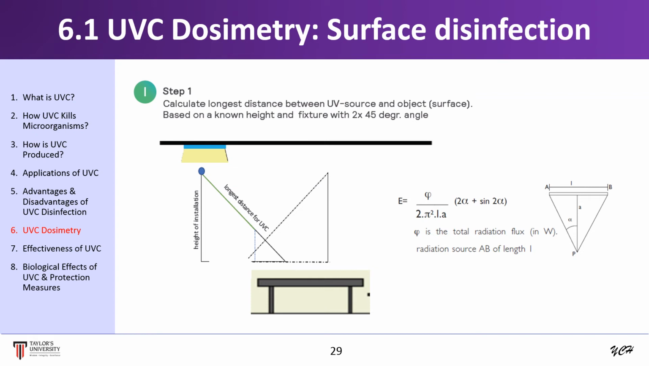Let me show you an example here. This is for surface disinfection. The first step is to calculate the longest distance between the UVC source and the object surface. This is based on the known height and the fixture's 2 times 45-degree angle, according to the trigonometry formula. Once the longest distance is measured, we can apply this formula to calculate the UVC energy at the point of measurement.